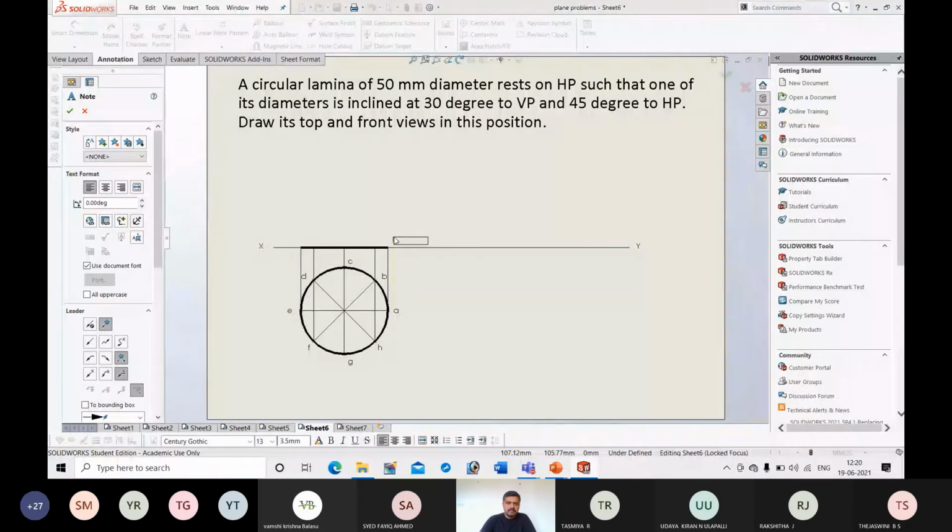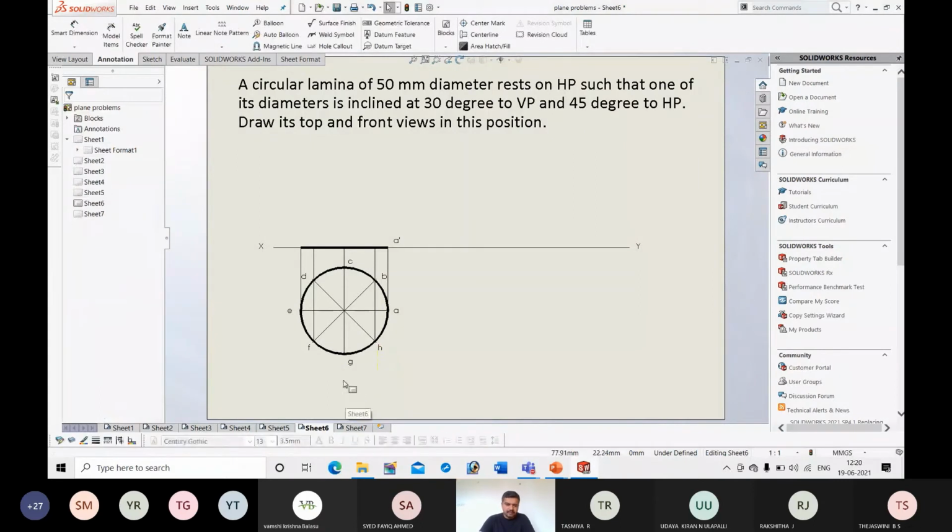So this is A dash. Here also, this is the position of the observer. He is looking from this direction. That means A, H, G, F, E, these points will be visible. That means half the portion will be visible from the front. The remaining half, which is on the rear end, so these B, C, and D, these 3 points are invisible.